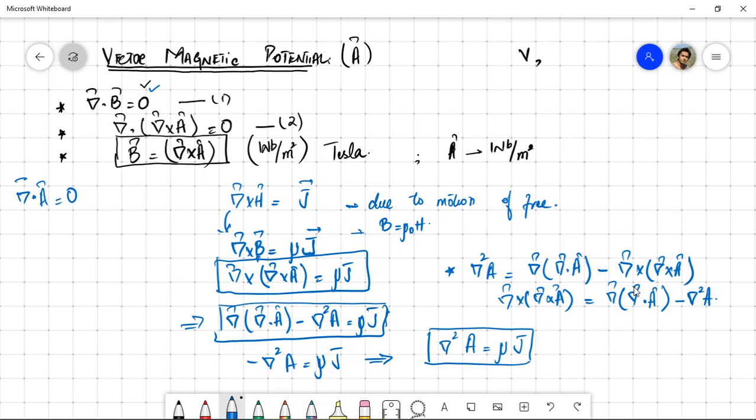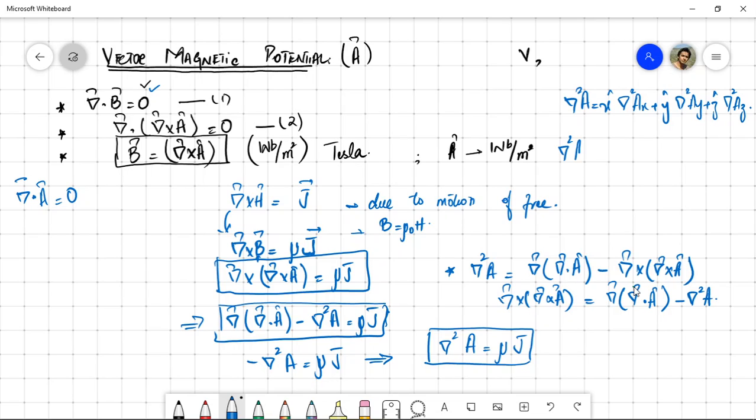So he's saying that we can write this ∇²A as x̂ ∇²Ax plus ŷ ∇²Ay plus ẑ ∇²Az. So he's saying that we can write this equation into its different parts. How can we do that?